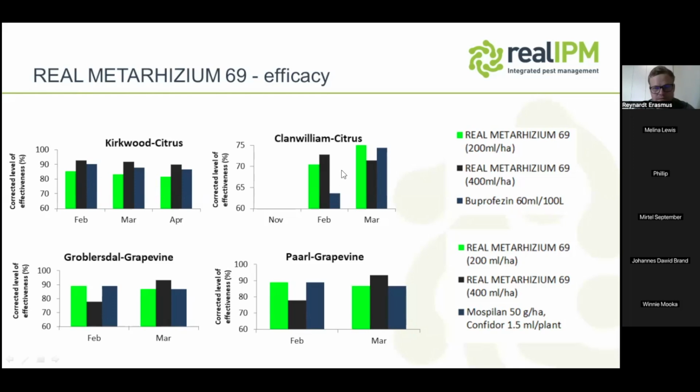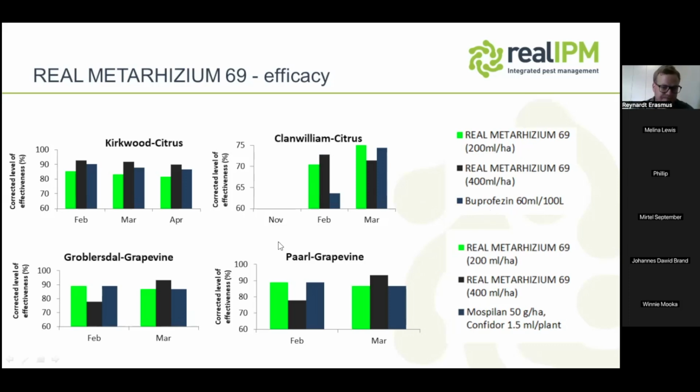For the Clanwilliam citrus trial, unfortunately, in November, no mealybugs were present or were scouted, and we saw that in February and in March, the levels of effectiveness ranged between 70 and 75% in Clanwilliam on citrus, also going hand in hand and not differing significantly from buprofezin.